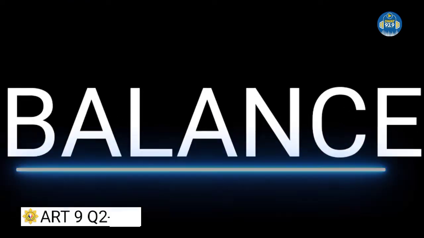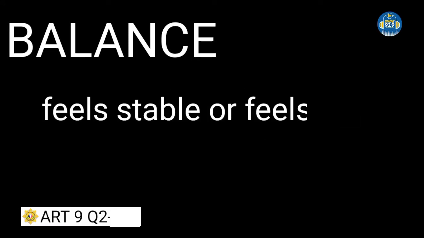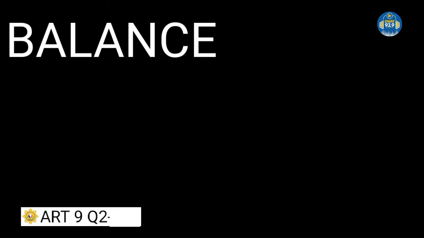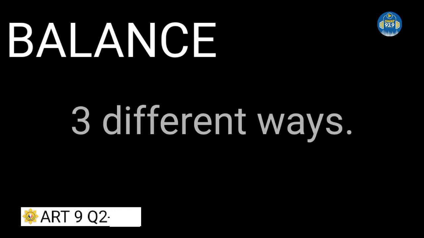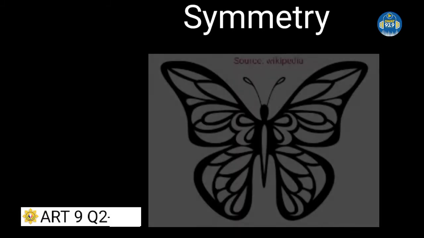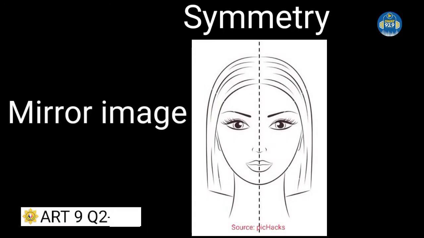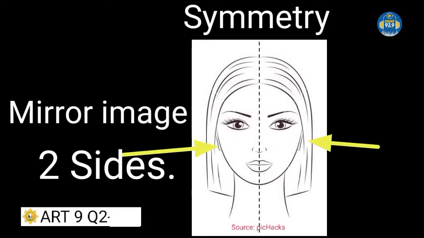First is balance. This refers to the visual weight of the elements of the composition. It is a sense that the painting feels stable and feels right. Balance can be achieved in three different ways. First is through symmetry, in which both sides of the composition have the same elements in the same position as in a mirror image or the two sides of a face.